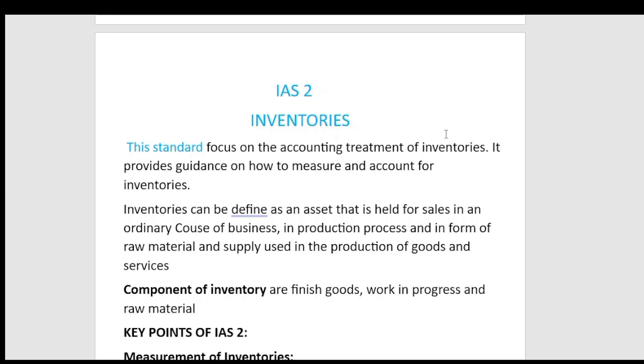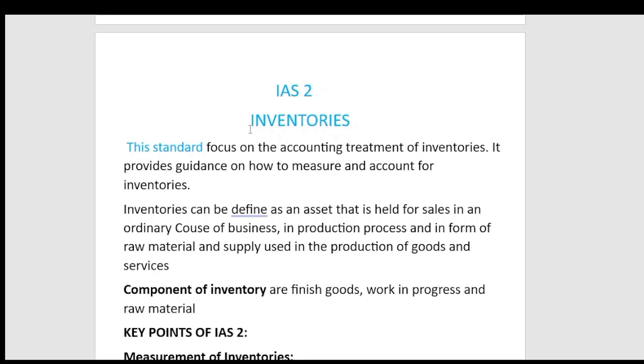Welcome once again. Today we are going to look at IAS 2 inventory. This time we are going to take a look at how it is being handled.